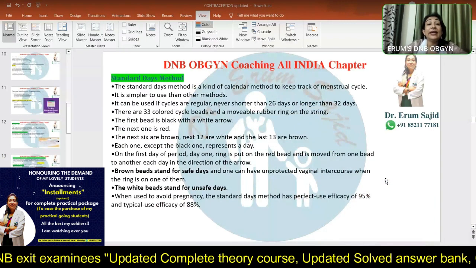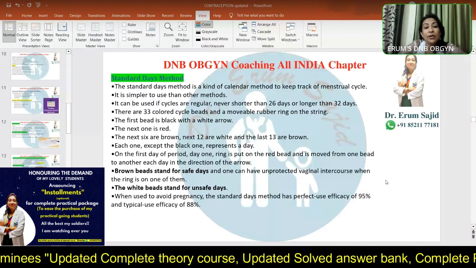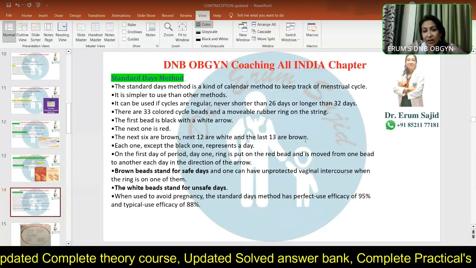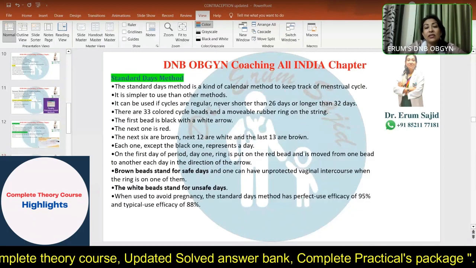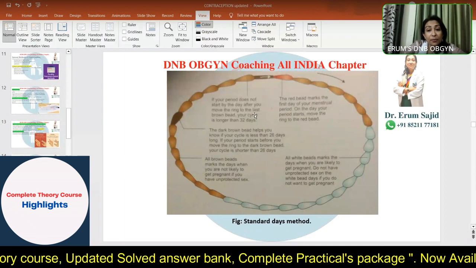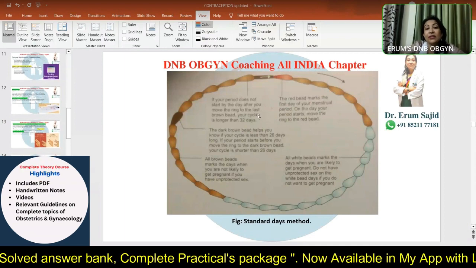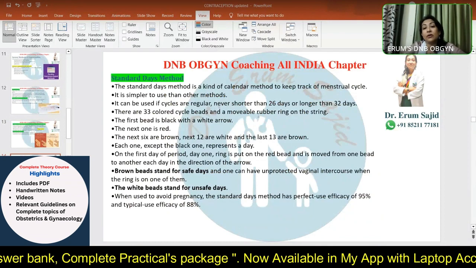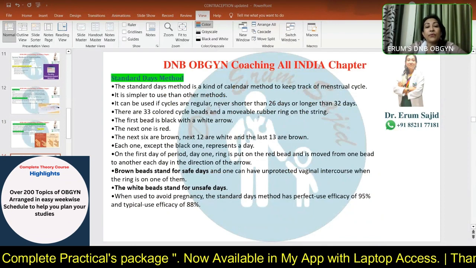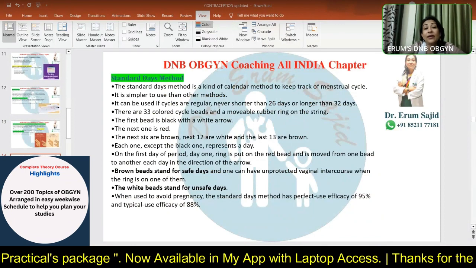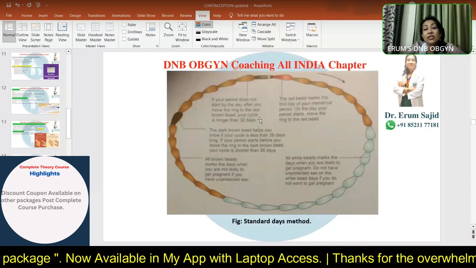Now, the standard days method. For the standard days method, you have to be a little agile while listening to me. Why? Because this can be asked. This was covered properly in your basic textbooks, so I didn't think of jumping through it. A short note can easily be asked on the standard days method, and you need to draw this figure.